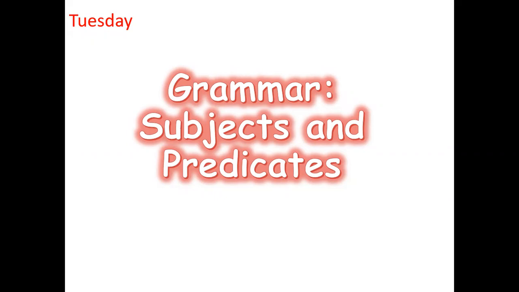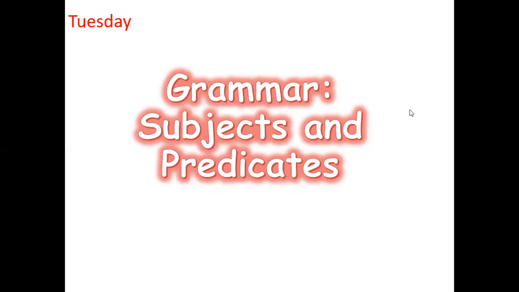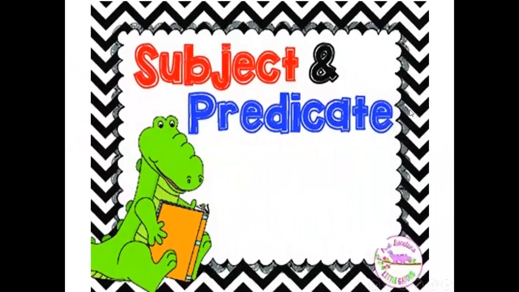So we said that the sentence should have two parts. The first part is the subject and the second part is the predicate. Let's revise the meaning of the subject in the beginning. So the subject is what the sentence is about or whom the sentence is about. The predicate, what about the subject?